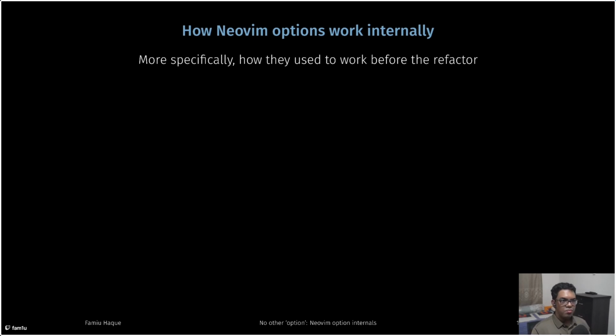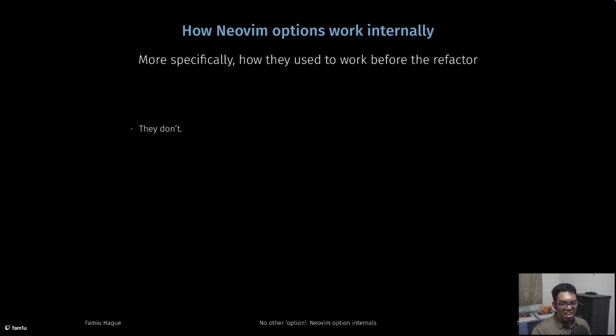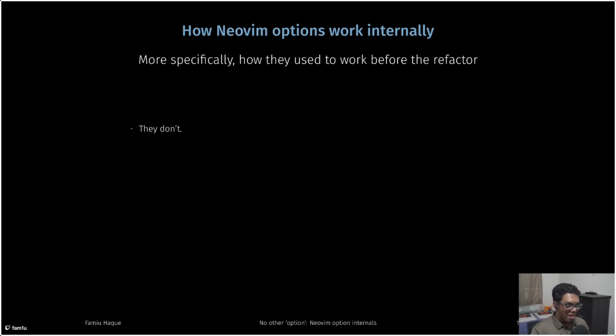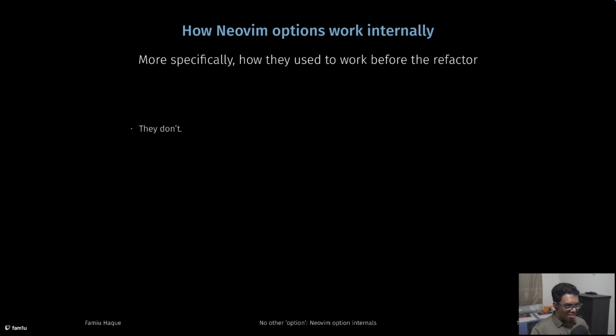Let's talk about how Neovim options work internally, or more specifically, how they used to work before the refactor. Because everything I'm going to be talking about after this is basically before I started refactoring it. I definitely improved a lot of things, at least I hope, after I started refactoring it. But this is all before. So how do Neovim options work internally? Let's see. They don't. They really don't. How the hell do you expect them to work? They're a mess. They don't work.